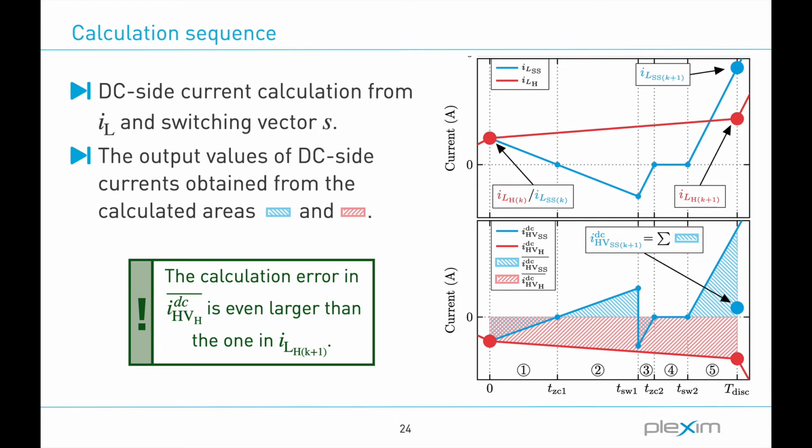So actually the error in the value of the leakage inductor current is not even the main problem. The critical point is the calculation of the DC side currents, and this will affect the voltages, and this one is, as we said, the main variable to control in the system. So let's look at how this is here in comparison.